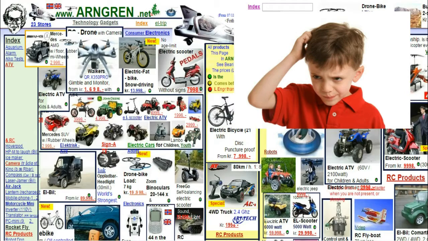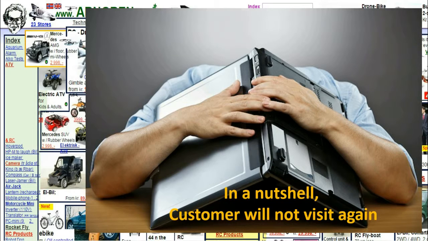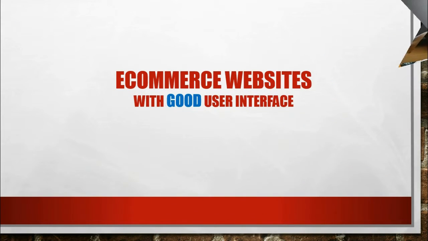Let's have a look at the key user interface issues of these websites having a bad user interface. First of all, the user interface is very confusing. There is no categorization at all. All the navigations are very puzzling. There is no help for new customers. If I am a customer and I want to search for something, there are no searching options. Also, this website does not include information on related products. They are not putting the focus on the products as well. There is no way to sort or filter the results if you want to search for something. Therefore, this is just a waste of time. In a nutshell, the customer will not visit these kinds of messy websites again.